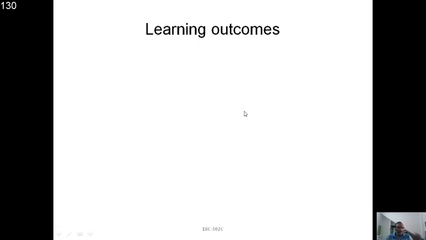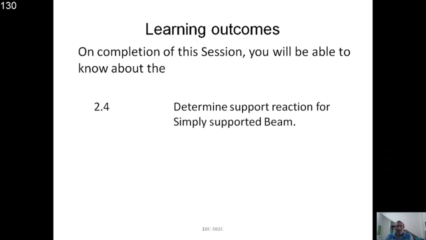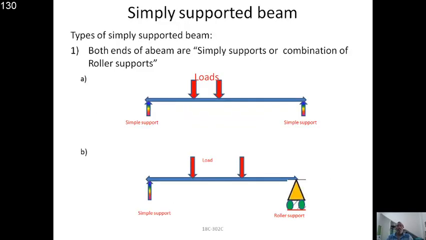Today we are going to learn in this session about the determination of the simple support reactions. Initially, we need to understand the simply supported beam. We know that a simple support may contain a hinged support, a roller support, or a simple support. With these combinations, we have different beams, where both ends of a beam are simple supports or a combination of roller supports.